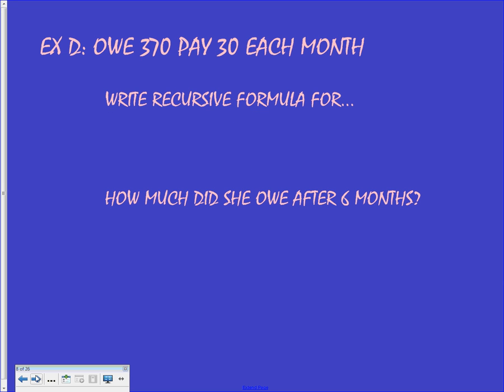So let's look at example D. Betsy borrowed $370 from her parents for her airfare to Europe. She will pay them back $30 each month. Write the recursive formula to describe the situation. The first piece of information in sequences is the first term. So my first term is how much I owe. So I owe $370. Then I know that I need to say my formula. I know that previous term thing is going to come into play. And I'm going to pay them $30 each month.